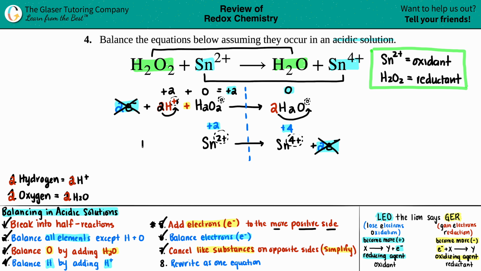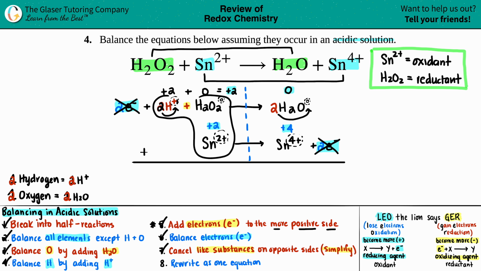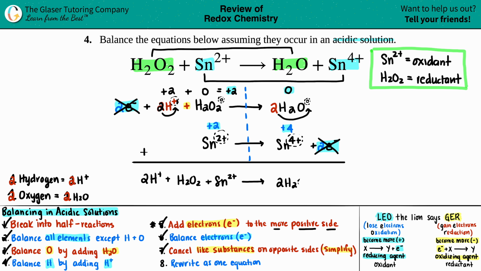And now for the last step, you rewrite as one equation. So when I take these together and I add them together, that just means that all of your left stuff stays on the left. All of your right stuff stays on your right. Doesn't matter who you start with. I guess I'll start with top to bottom, right? So we have 2H+ plus H2O2 plus the Sn2+ now, and that yields 2H2O plus Sn4+. And that, everybody, is the final answer.